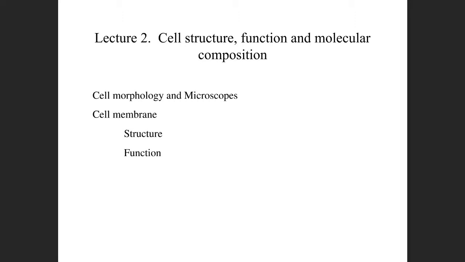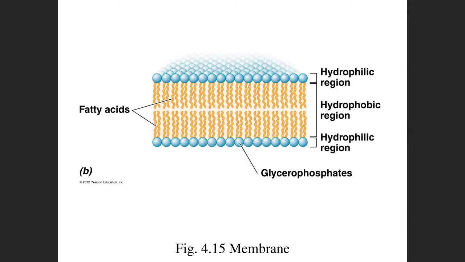So the cell membrane, we'll go through the structure and the function. The cell membrane is the basic structure that keeps a cell a living cell. This is the structure of the cell membrane. It's made of glycerol phosphate, right? It's a bilayer membrane. So it has the hydrophobic region in the middle and hydrophilic region on both sides.